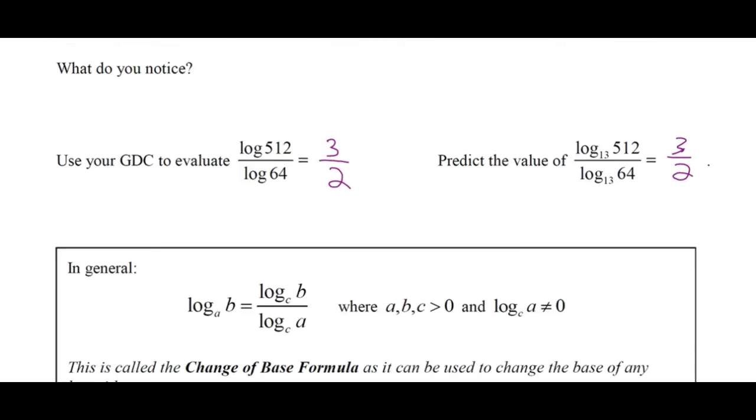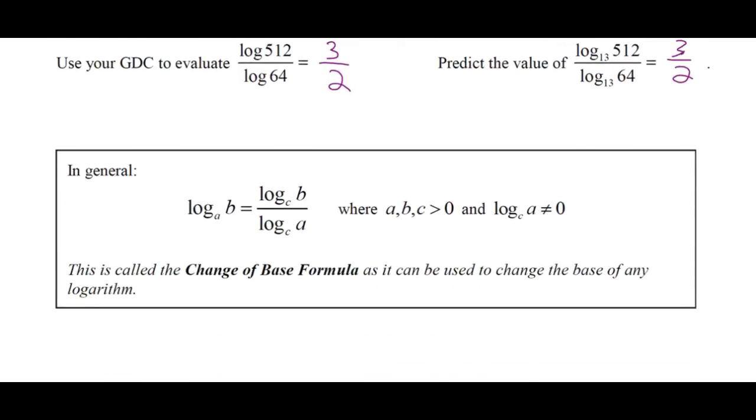So it doesn't matter what the base is, right? So in general, the log base a of b is equal to log base c of b over log base c of a, where a, b, and c are greater than 0, and log base c of a can't be equal to 0. Okay? If that's a 0, you got problems, right? If you divide by 0. It's called the change of base formula, as you can change from any base to any other base. Most commonly, we change to base 10, right?